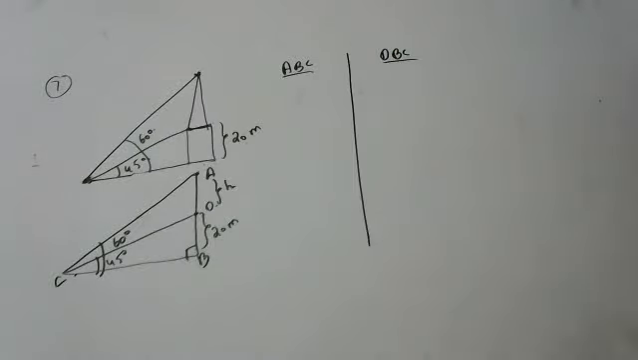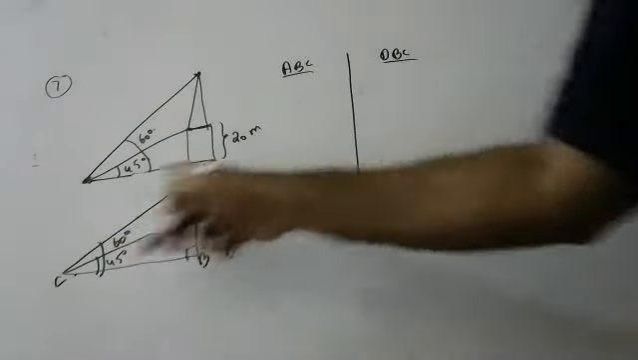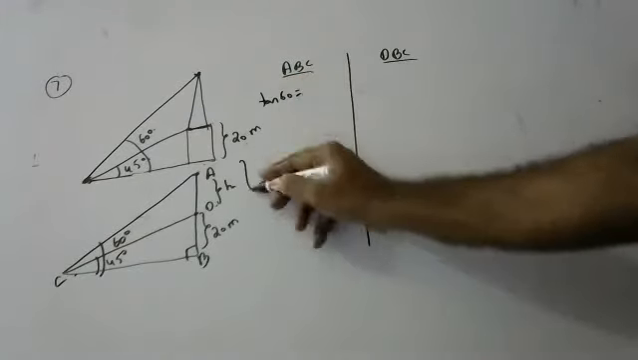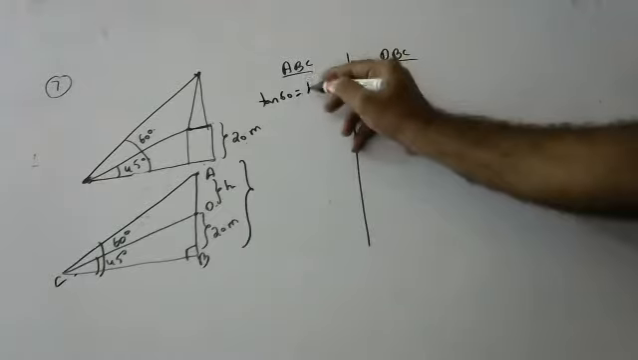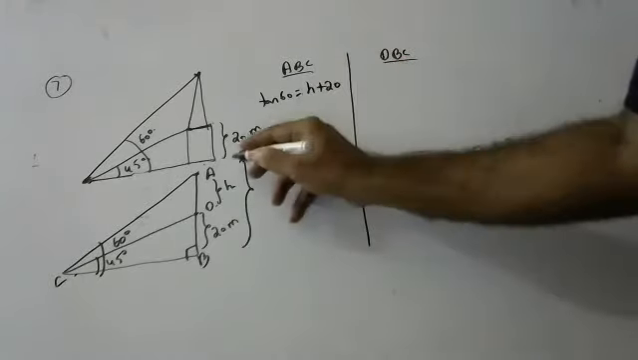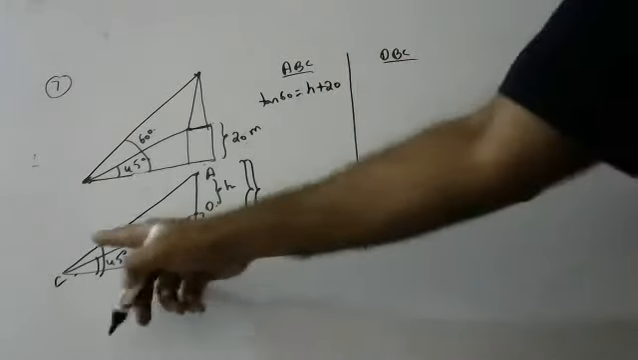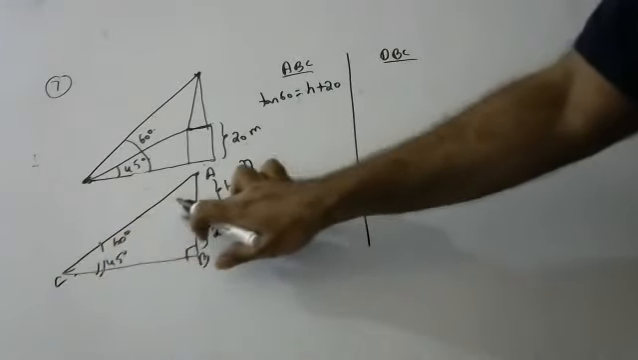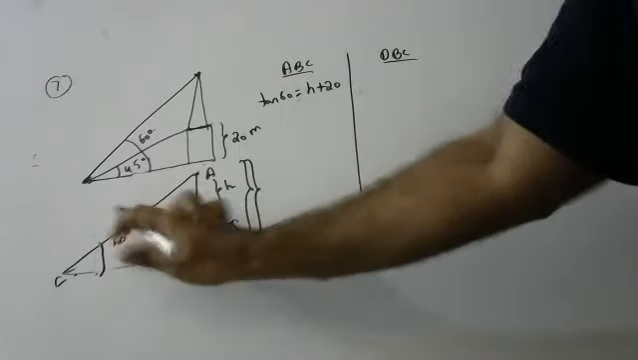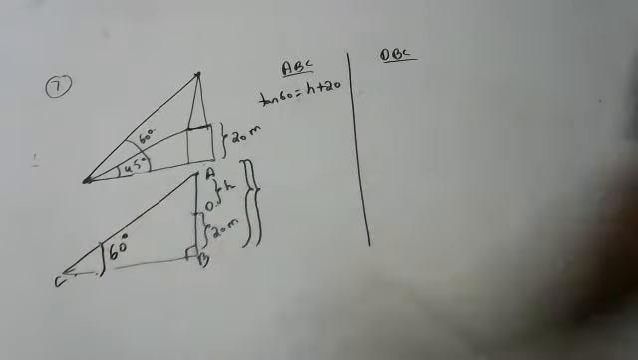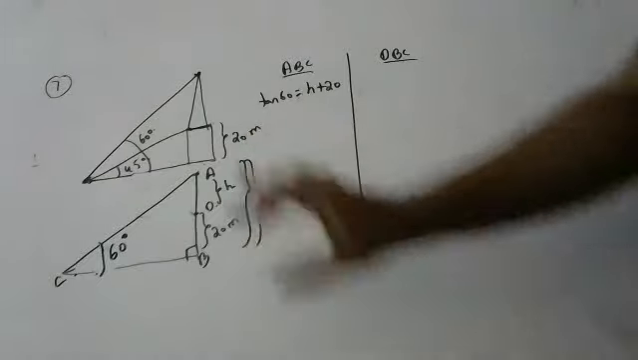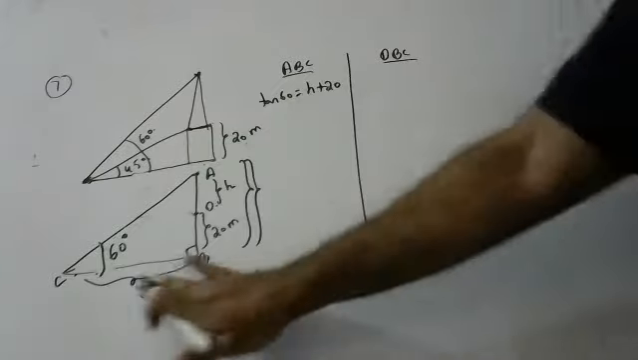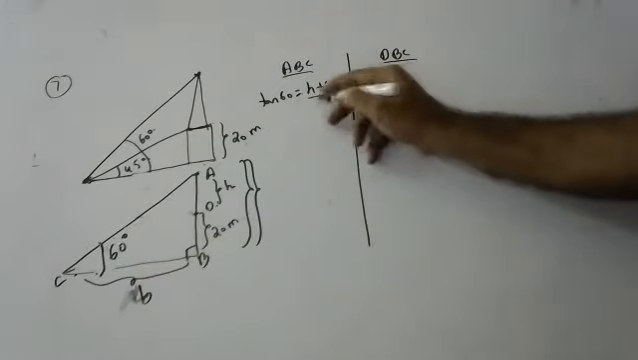Okay, children. In A, B, C, we should take tan 60. Tan 60 is equal to how much? Tan 60 is opposite over base. Opposite is H plus 20. Imagine this middle one is not there. Now you understood, actually. Tan 60, opposite is H plus 20, and base let us take as Y.